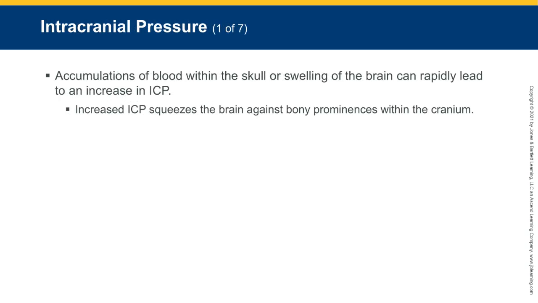Intracranial pressure, or ICP, increases when there is bleeding or swelling inside the skull. This pressure compresses brain tissue against the rigid structures of the cranium, which can cause further injury. Without proper management, increased ICP can rapidly lead to brain damage or death.